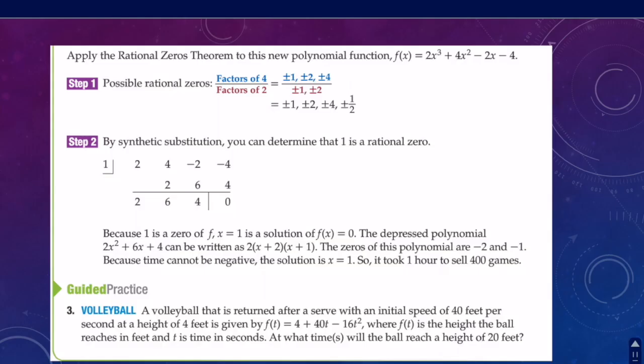Okay, you saw me do example 3 there, and the work is pretty much verified by what they did; they divided out the same and ended up with the same result. Now I want you to try this one, called volleyball. A volleyball that is returned after a serve with an initial speed of 40 feet per second at a height of 4 feet is given by f of t equals 4 plus 40t minus 16t squared, where f of t is the height of the ball in feet, and t is the time in seconds. What times will the ball reach a height of 20 feet? Give that a try. Turn off this video momentarily, and after the students have had enough time, we can pick it up.